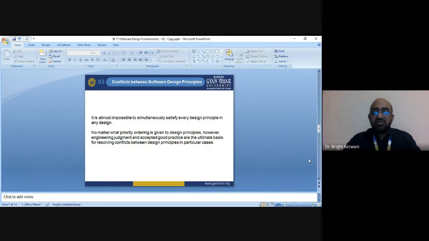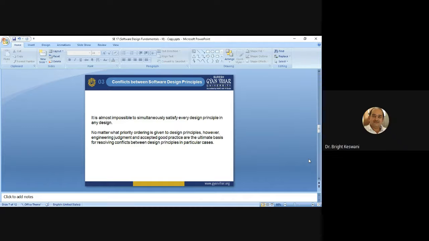It is almost impossible that there are so many design principles and you can fulfill, you can satisfy all design principles in a particular design. It is nearly impossible. So no matter what priority ordering is given to design principles, engineering judgment and accepted good practices are the ultimate basis for resolving conflicts between design principles in particular cases.